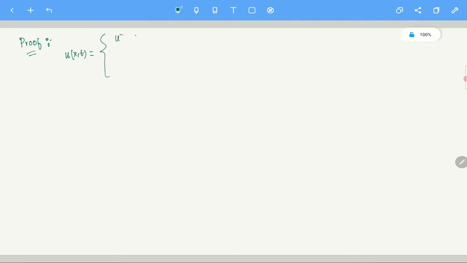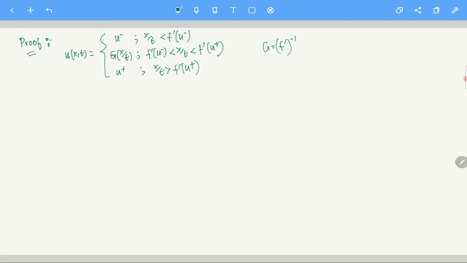u minus for x by t less than f prime of u minus, g, capital G of x by t, for f prime of u minus less than x by t less than f prime of u plus, and u plus for x by t greater than f prime of u plus. G is, if you remember, what we wrote as the inverse of f prime. Right now we need to check that.